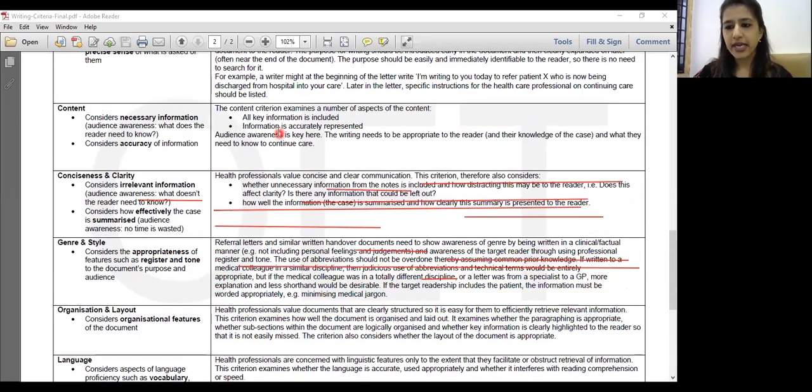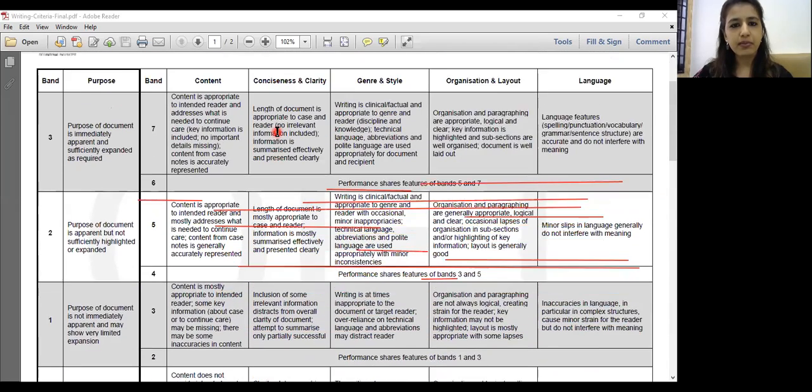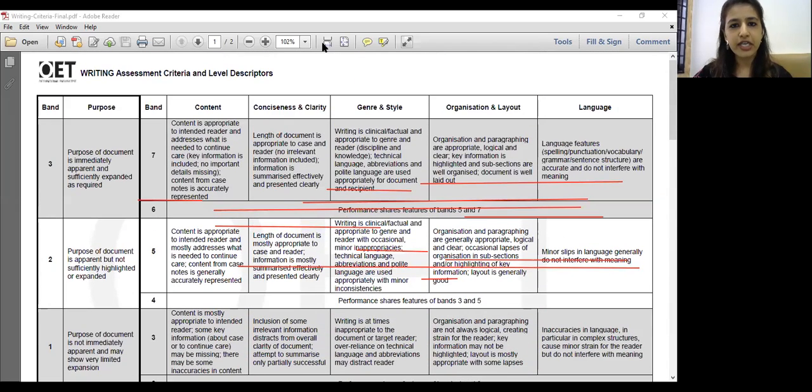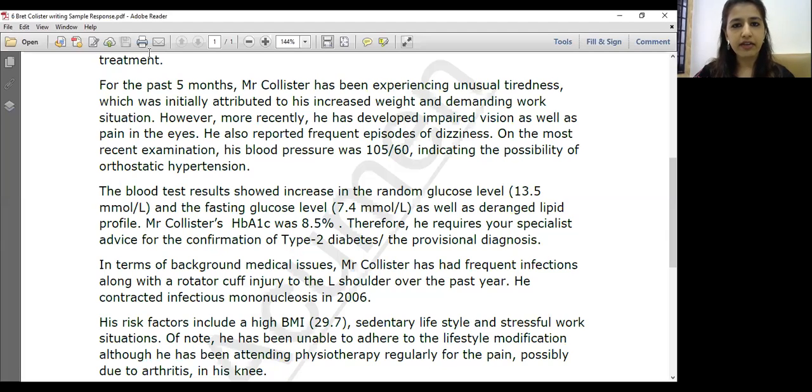So what I'm going to do next is discuss the model answer with you, and I'll give reasoning why I have written certain things in that way. And then we are going to discuss whether it makes retrieval of information easier for the target reader or not.